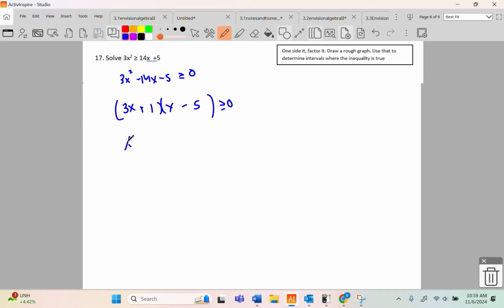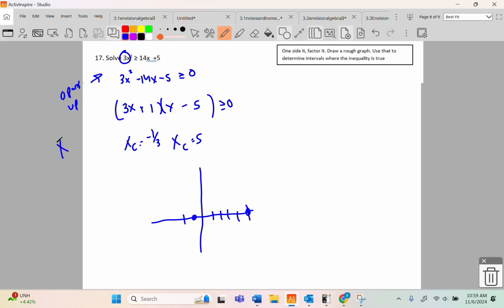And what we actually have here are what we call critical values. Use that zero product property: negative 1/3. Another critical value is 5. And it talks about drawing a rough graph. I have less than or equal to, so solid dots. I know that looking at that, it opens up. It's an x squared, so it's a parabola.